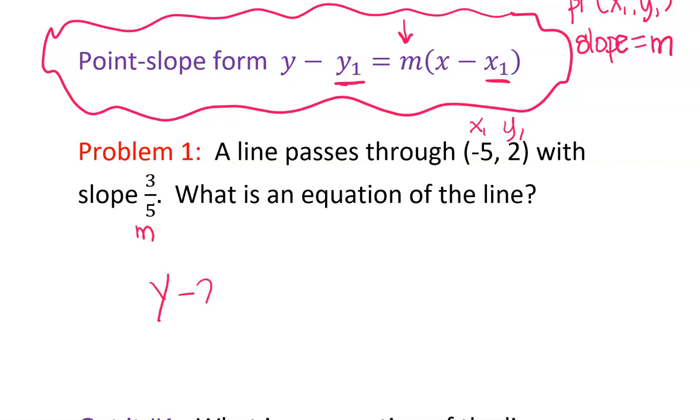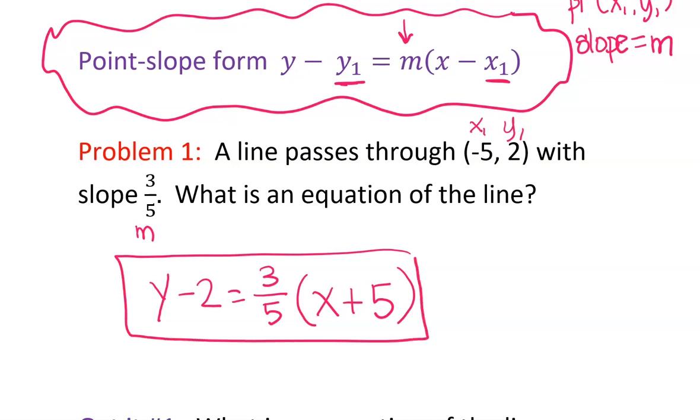So y minus 2, that's y1, equals the slope times x minus a -5. So that would be a +5. And that's it. If they wanted you to change to another form, they would say that. So you could also multiply through, solve for y, and put it in point or slope-intercept form, but they didn't do that this time, so we'll just leave it like it is.